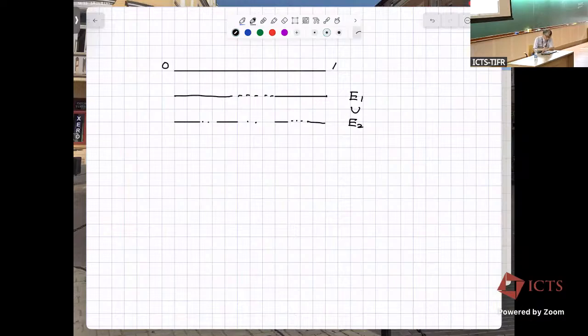Then we take the intersection of all of the En, which is denoted by C0. This is a Cantor set. I mean, it is a closed, compact set, totally disconnected and perfect. You can check this. Okay.